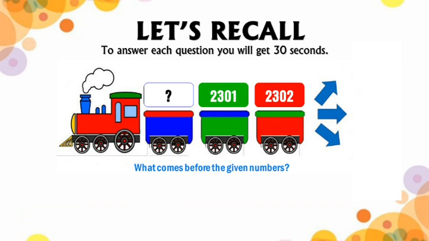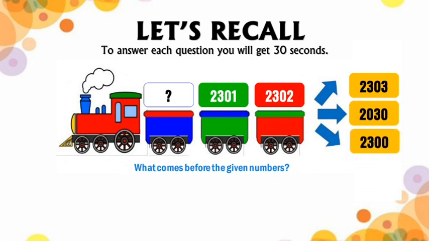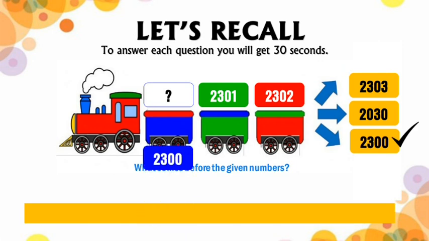Now it's time for the last question. In this question, you will find the number on the first place. What's the answer? 2,303, 2,030 or 2,300? Yes, the answer is 2,300. I observe that all of you remember the previous lesson properly. Very good, students.